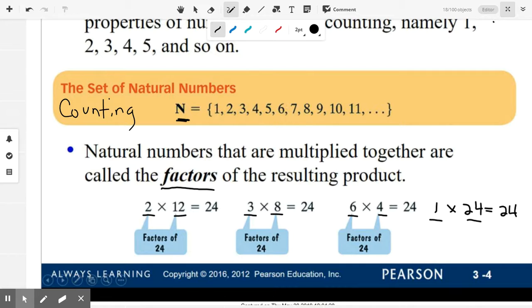So 1 is sort of a weird one, it's a factor of all numbers. So we don't use 1 whenever we start talking about prime numbers or prime factorization here in a minute, because 1 is a factor of everything. But anyway, these are factors of 24.